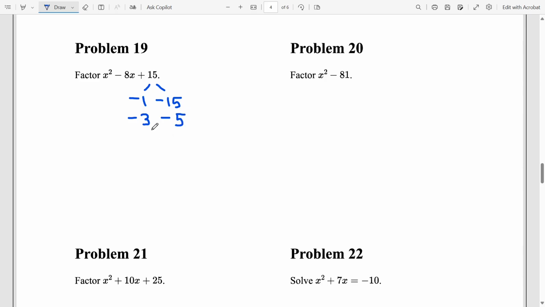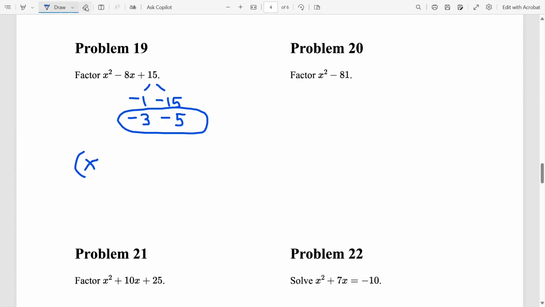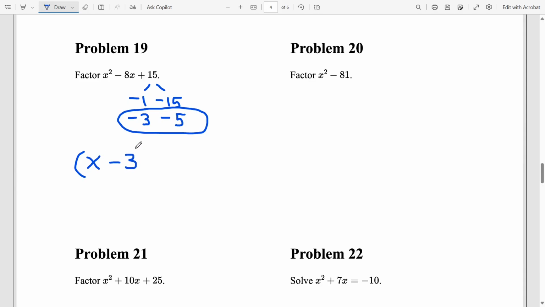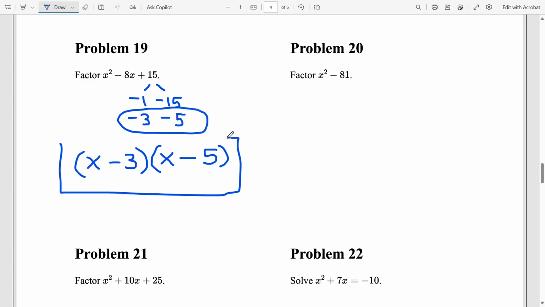So we're going to want to use this pair and write our factored form as x. My x's are getting a little sad. So we got x minus 3 times x minus 5. And that's the factored form there.